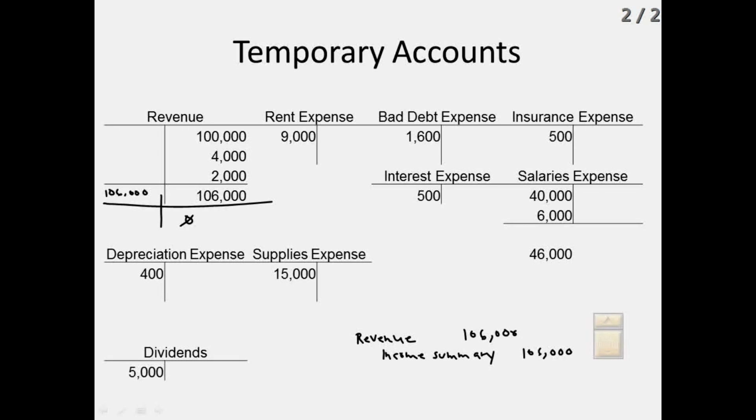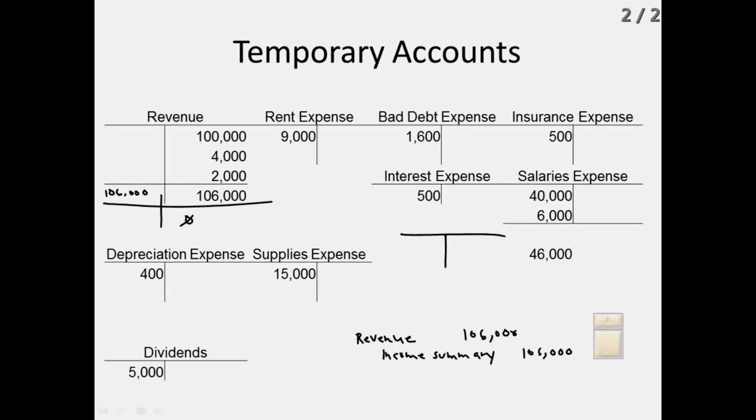Could you close it out directly to retained earnings? Sure, you could. Why don't we do that? Because income summary is going to be a double check to make sure that our income statement is correct. We're going to put all of the revenue and expense accounts on our income statement, and our net income should be the same as our income summary. So we're serving two purposes, just making sure we're doing everything right.